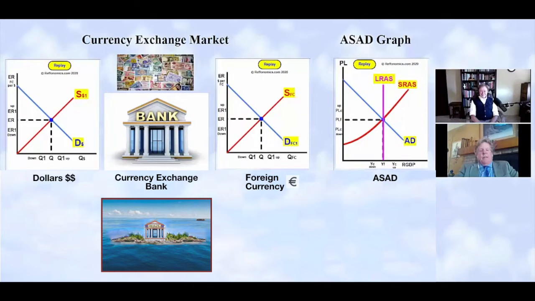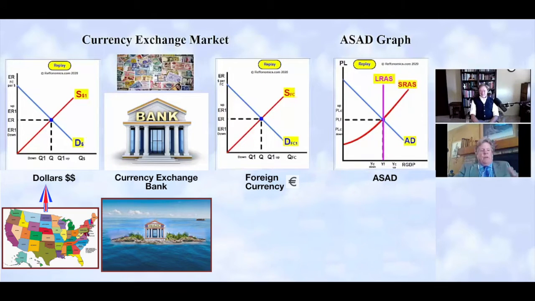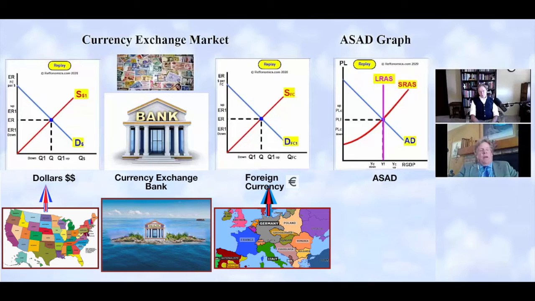If you notice on these graphs, we have the graph to the left, which is the dollar market by people who live inside the United States. Then we're going to pretend as if there's a currency exchange market out in the middle of the ocean. And then off to the right is what happens to the value of foreign currency. And then farther to the right, you already have seen this many times, is the aggregate supply, aggregate demand graph.